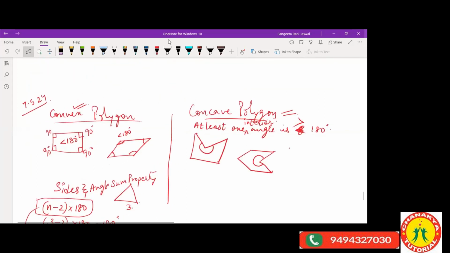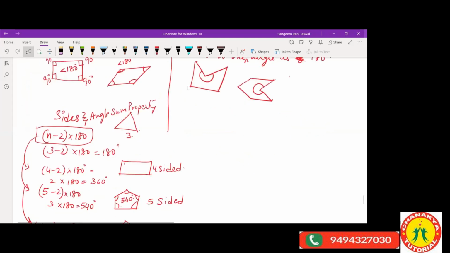Yes, somebody asking something? Ma'am, I'm Gavina. I want to ask one question. Ma'am, there was a question when I was doing an objective test on another website. It says the exterior angle is 1/3 of the interior angle. Find the number of sides of the polygon.